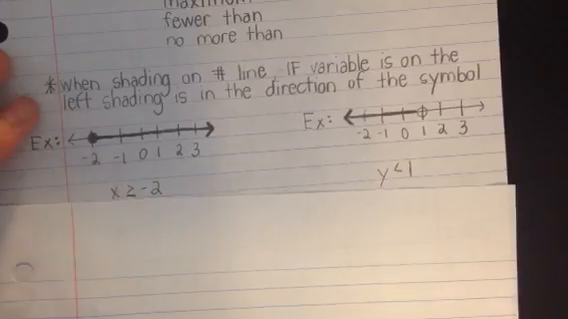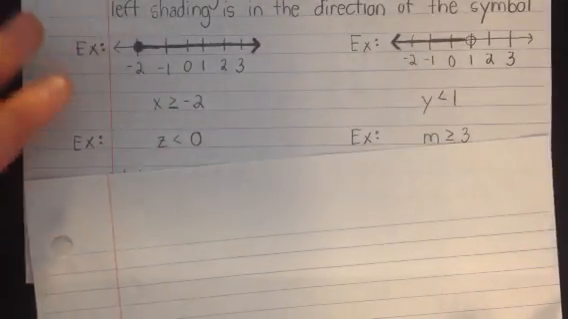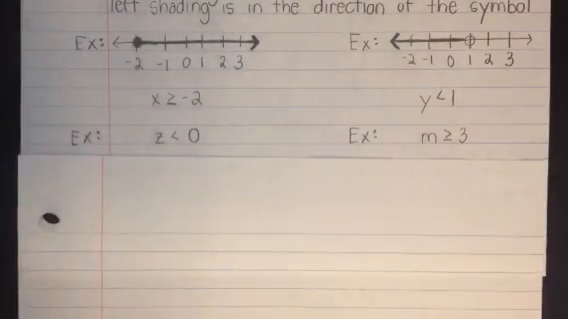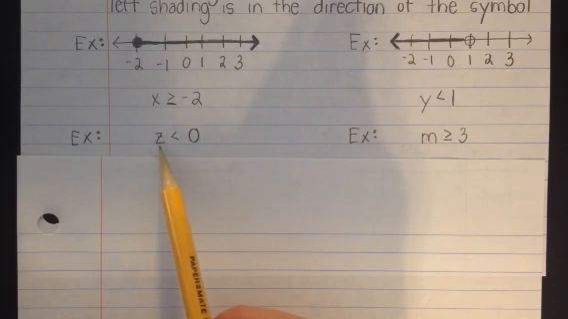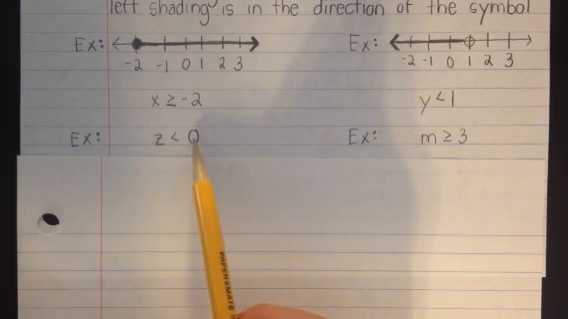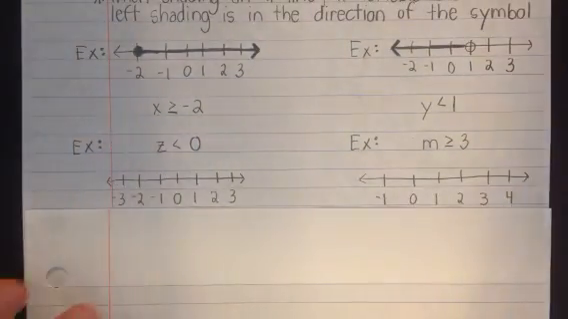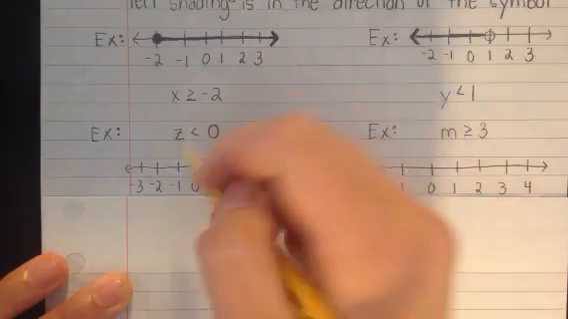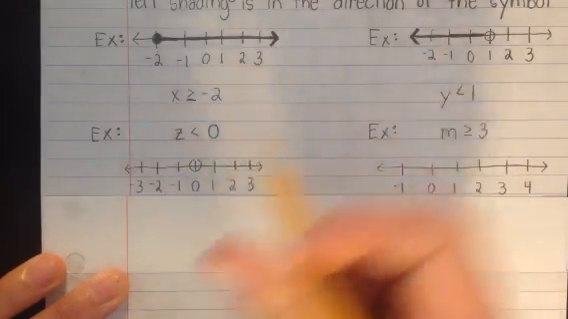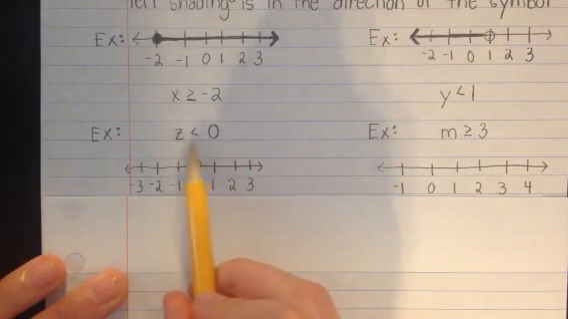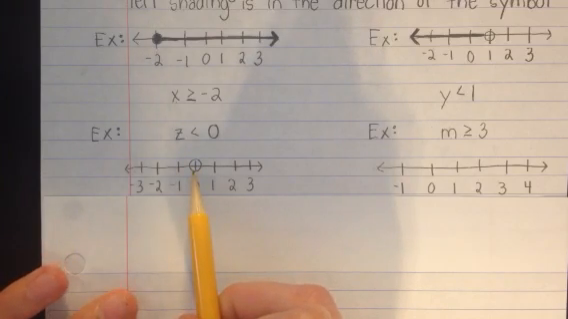All right. Let's go backwards now. Let's look at these examples. So using a different variable, if I have z less than 0, not less than or equal to, I know my circle is going to be over 0. So I'm going to draw my circle over 0. I know because it doesn't have the line underneath, I don't need to shade in.